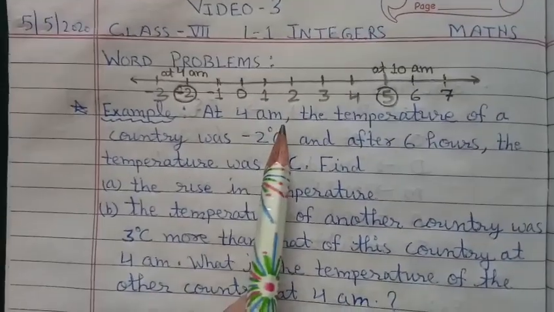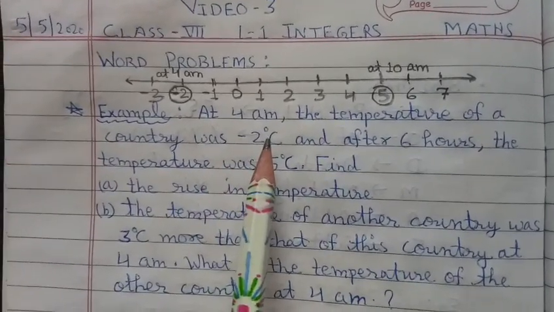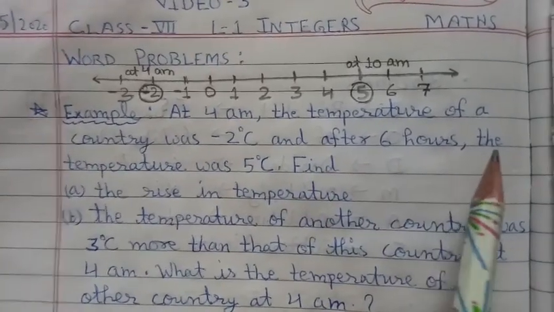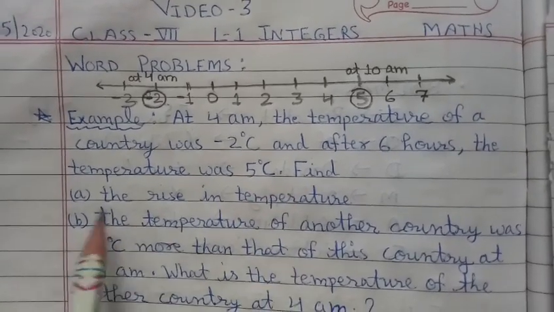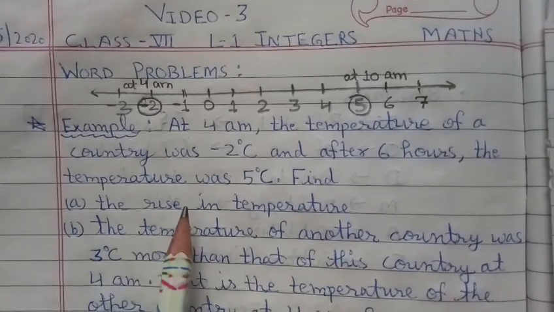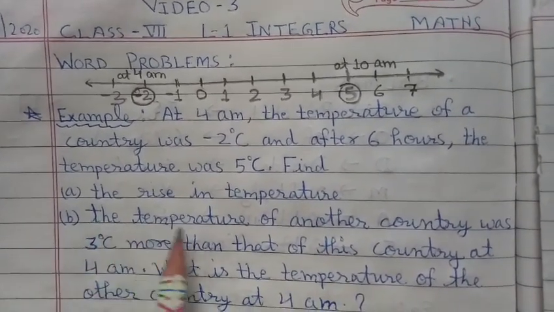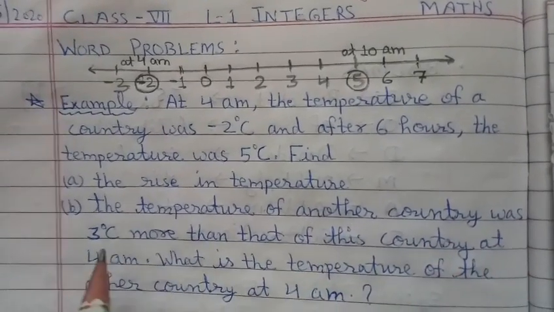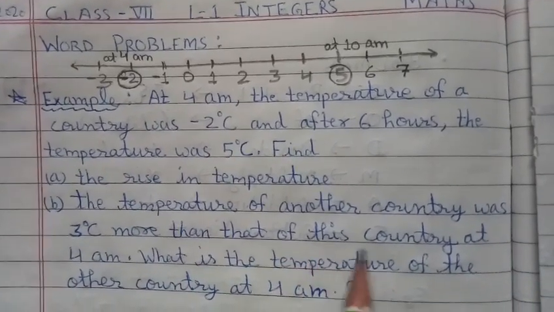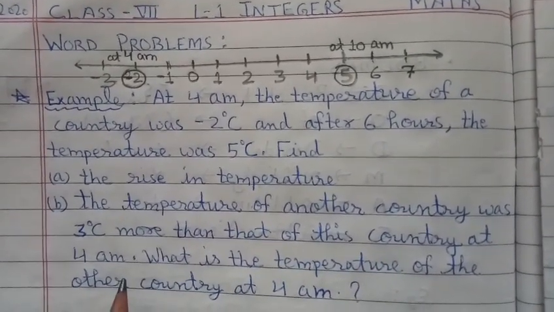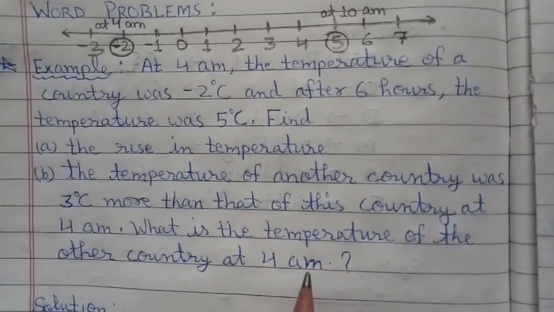At 4 a.m. the temperature of a country was -2 degrees Celsius, and after 6 hours the temperature was 5 degrees Celsius. Find part A, the rise in temperature, and part B, the temperature of another country was 3 degrees Celsius more than that of this country at 4 a.m. What is the temperature of the other country at 4 a.m.?